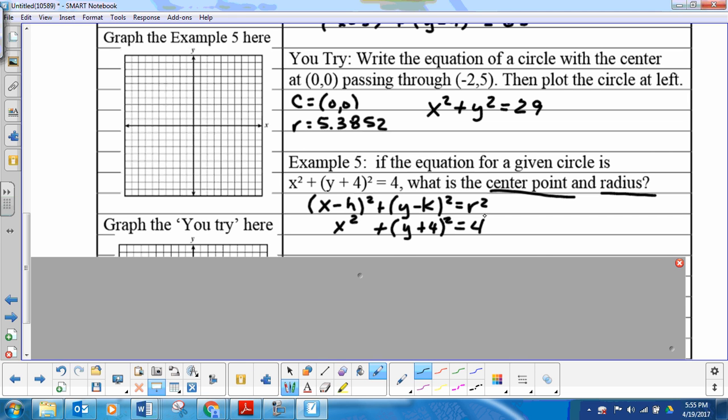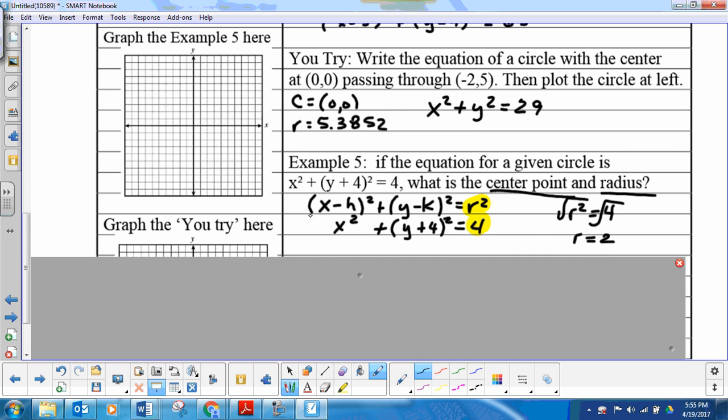So what I know is, in order to come up with my radius over here on the right-hand side, my r squared will always be equal to the number on the right-hand side. So I kind of have my own little r squared equation going on, right? r squared is equal to 4. The question, though, is the radius. Not the radius squared, but what is r? To come up with r, I need to take the square root of both sides, right? Undo that r squared. And when I do that, I come up with r is equal to 2.